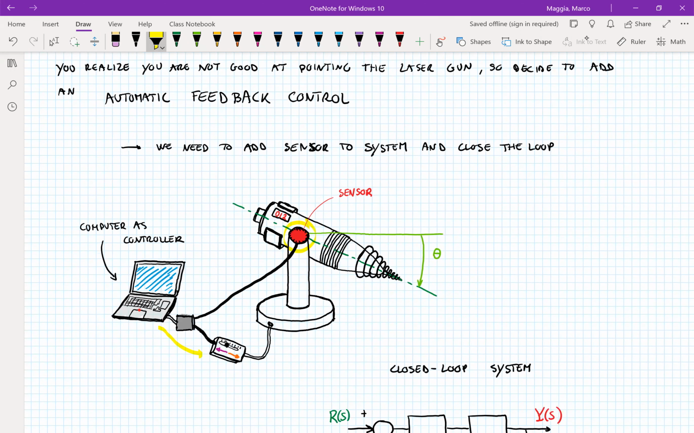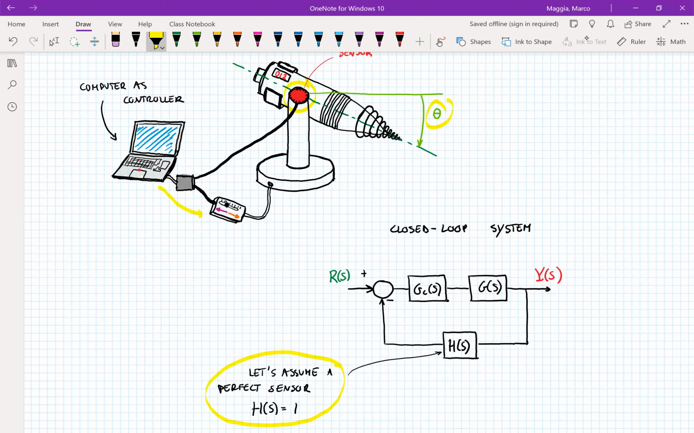Now let's make things a little bit easier. First of all, let's assume that we have a perfect sensor, so h of s is equal to 1. And then we also assume that the controller is just a proportional controller. Proportional because it's proportional to the error. So the controller itself is just a constant, and we're going to call it k. And remember, this is also known as gain or simple gain, with k being a positive number.